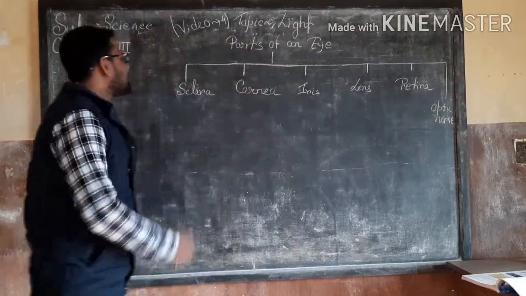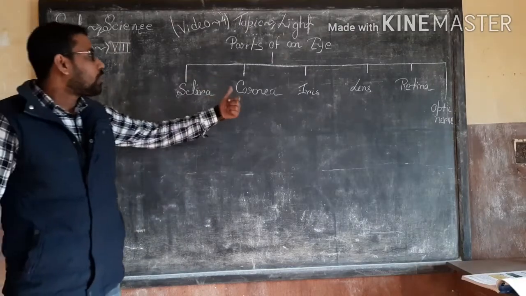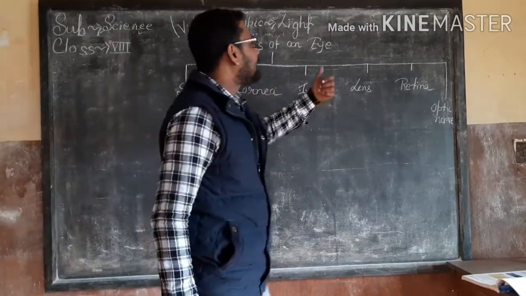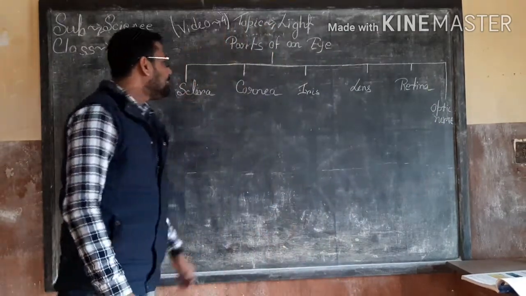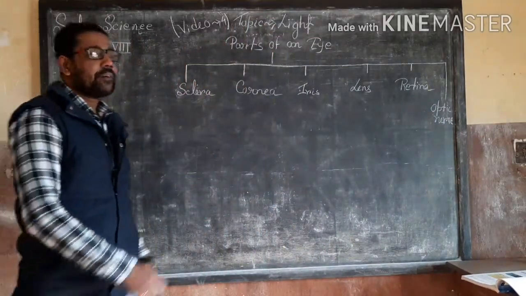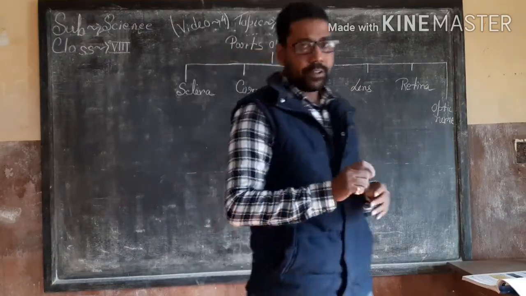The first is the sclera, then the cornea, iris, lens, retina, and optic nerve. So these six are the main parts of a human eye.